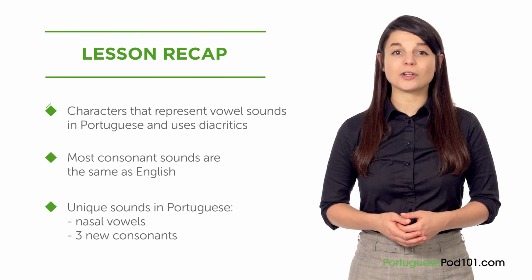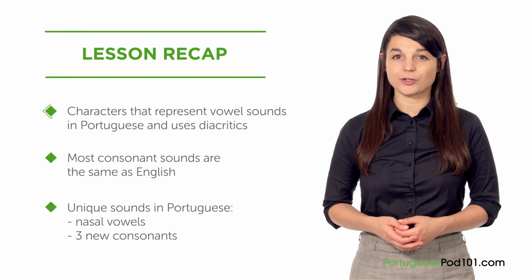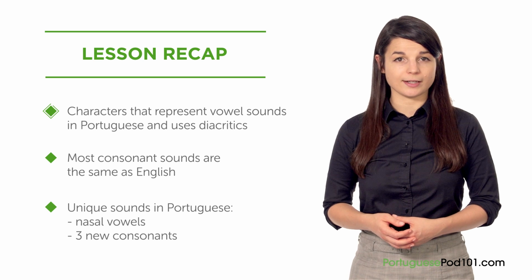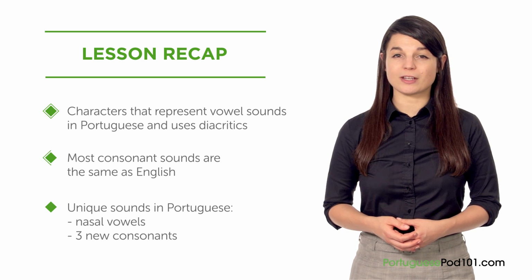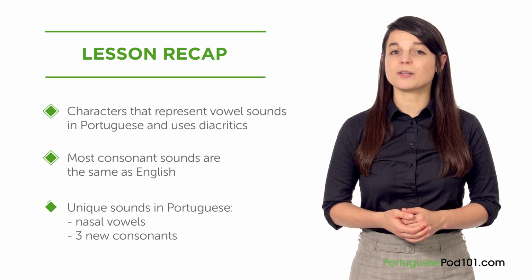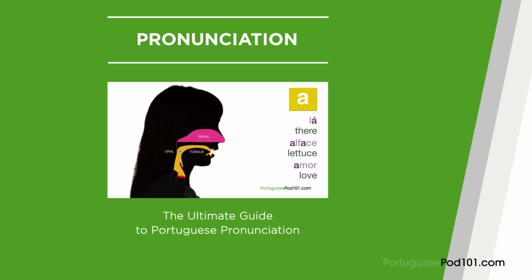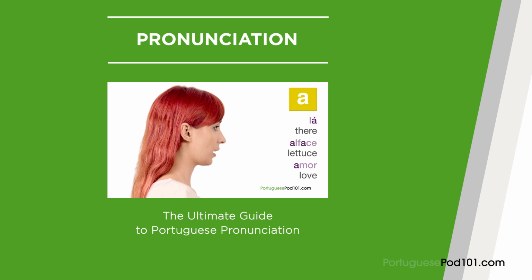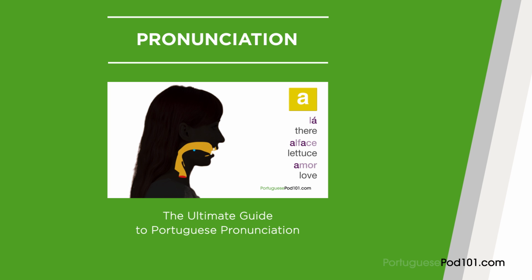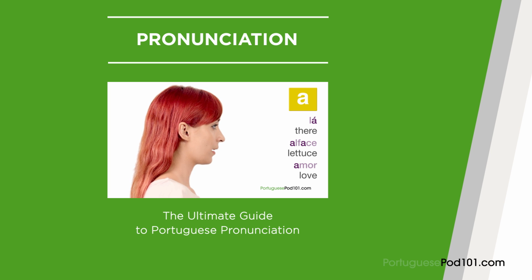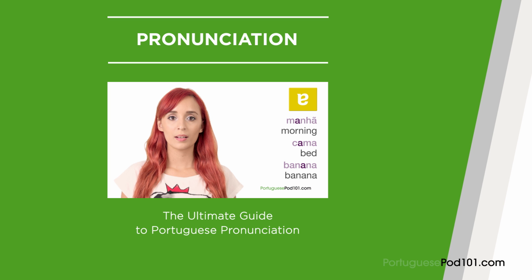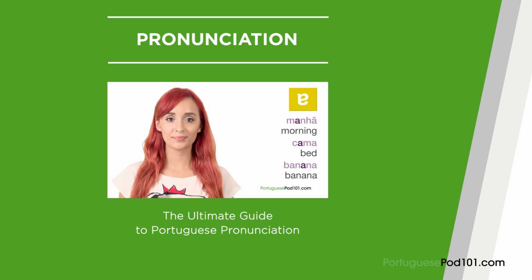In this lesson, you learned the characters that represent vowel sounds in Portuguese and that the language uses diacritics. Most consonant sounds in Portuguese are the same as in English, and there are some unique sounds in Portuguese, nasal vowels and 3 consonants. We've covered only the basics of Portuguese pronunciation. If you're interested in learning more, check out the entire course we created named The Ultimate Guide to Portuguese Pronunciation. In that course, we cover and break down every single sound in the Portuguese language, showing you mouth and tongue positioning and giving you tips to help you perfect your Portuguese pronunciation.